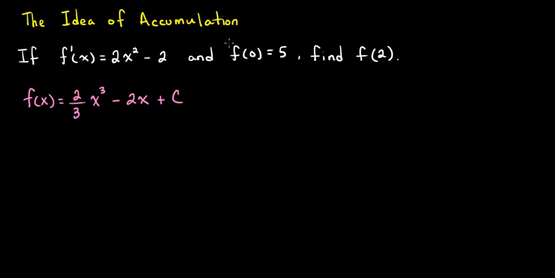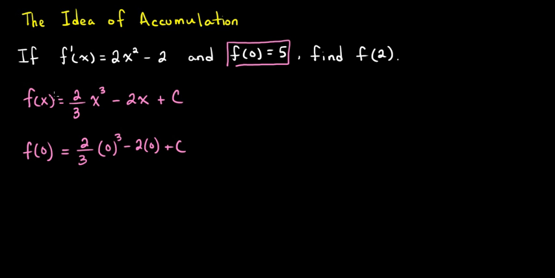And then they give us this guy right here. We know that f of 0 is equal to 5. So if I want to figure out what c is, I would simply plug in a 0 and then evaluate it and try and solve for c. So f of 0 equals 2/3 times 0 cubed minus 2 times 0 plus c. We know all of this is going to equal 5, but 2 over 3 times 0 to the third is just 0, and this guy here is also just 0, so we're left with c equals 5.